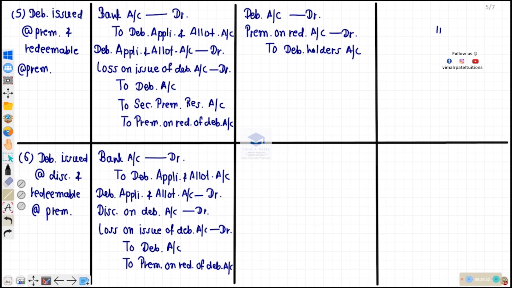Then at the time of redemption, same entry. Debenture account debited 100. Premium on redemption of debenture account debited 20. To debenture holder 120. And at the time of payment, debenture holder to bank 120.